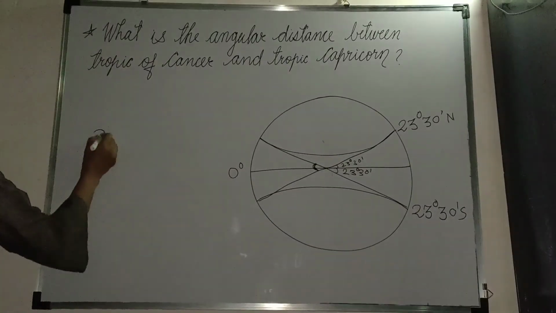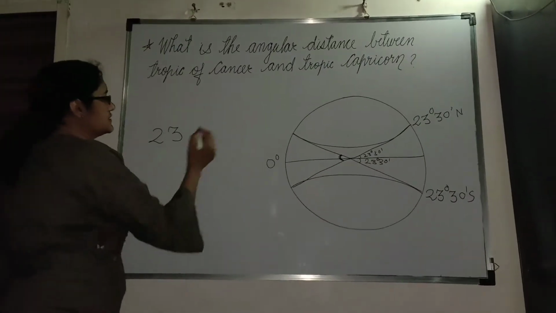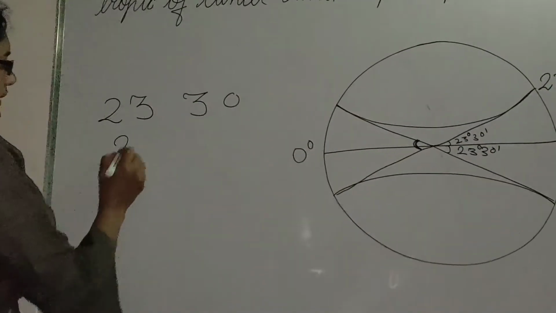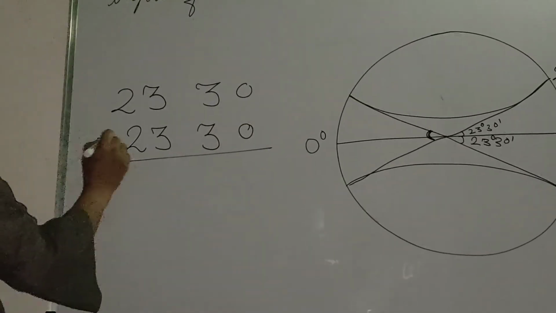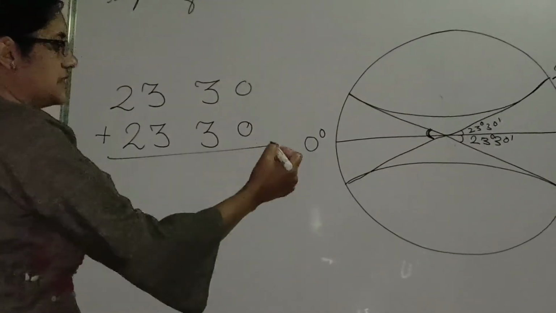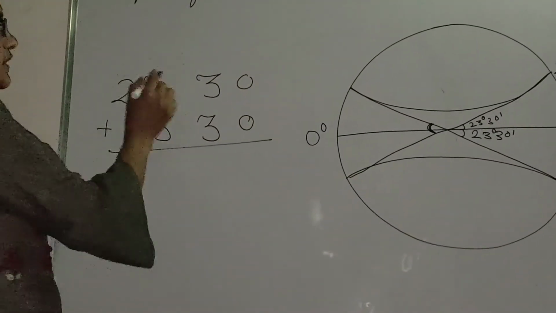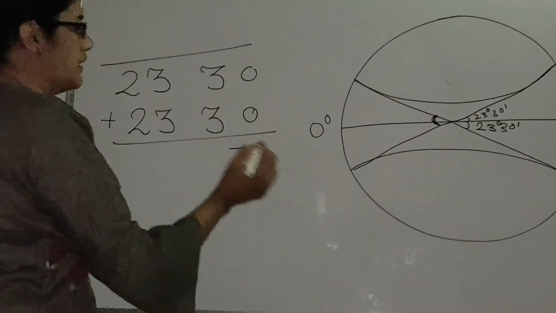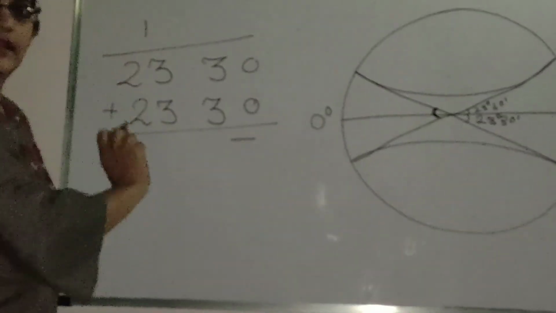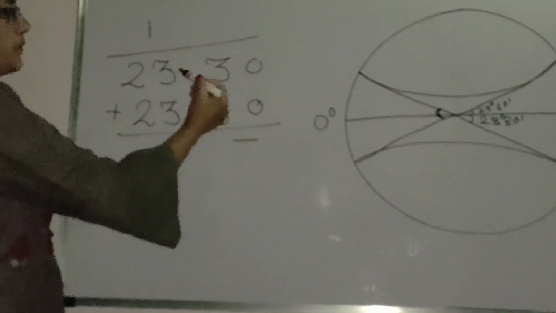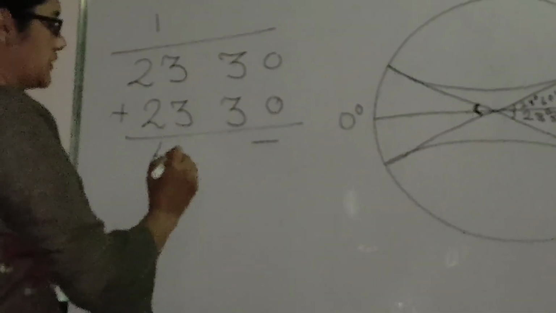As you all did the additions of hours and minutes in your earlier standards, the same way we have to add these two values, 23 degree 30 minutes, 23 degree 30 minutes. Now 30 plus 30 makes 60, but 60 minutes makes 1 degree. Got it? So instead of writing anything here, I will add 1 over here. This 60 minutes makes 1 degree, so I have converted it here. 23 plus 23 makes 46. 46 plus 1 makes 47.